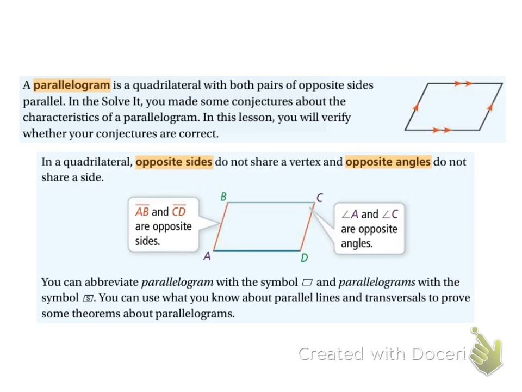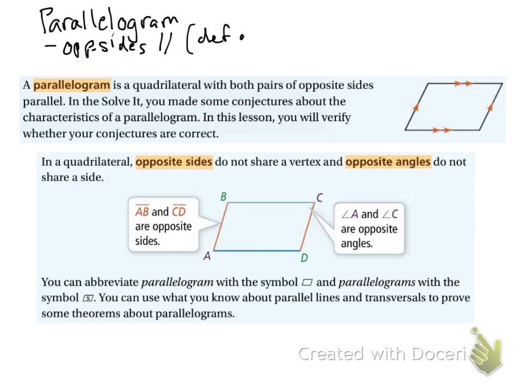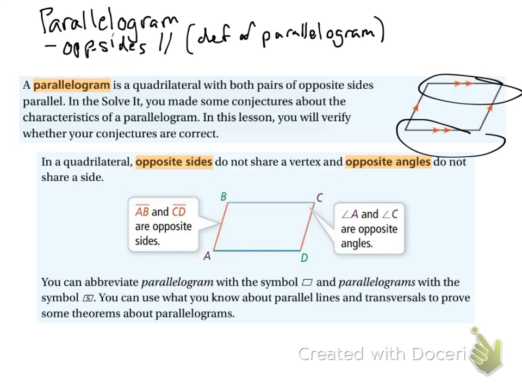So a parallelogram is a quadrilateral, so it has four sides, with both pairs of opposite sides parallel. So that's the definition of parallelogram. So I would start your bullet point list labeling it parallelogram. So the first thing is that opposite sides are parallel, and that's just the definition of parallelogram. Okay, so like these guys are opposite sides, right? And these ones are opposite sides.